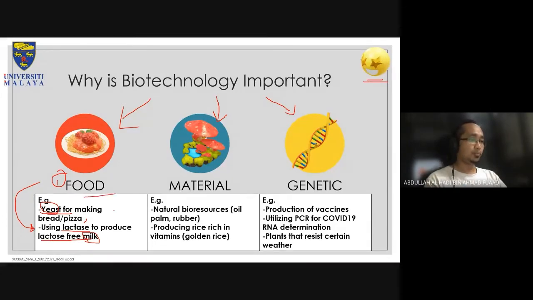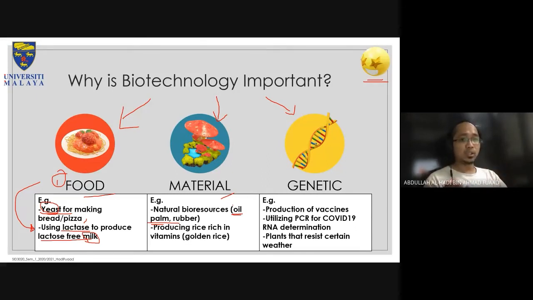So for food. Second one, for material. You have natural bioresources, for example, oil palm and rubber, where you do a lot of biotechnological research to produce more oil. I don't have any plans to look at this in detail, but if you are interested in working with palm oil or rubber, you can look at or find the information about how palm oil evolved over the generations, okay?